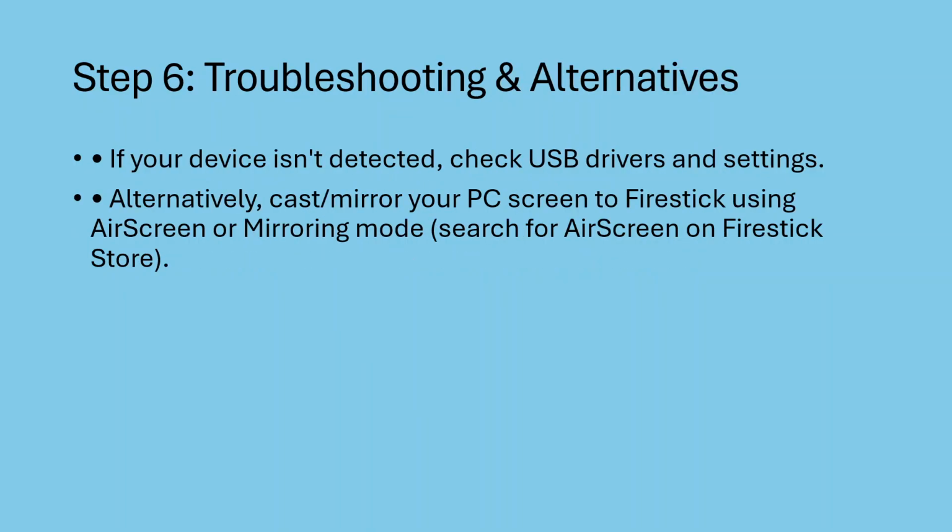Now, step 6, troubleshooting and some alternatives. If your device isn't detected, check USB drivers and your settings. Alternatively, you can cast or mirror your PC screen to Firestick using AirScreen or mirroring mode. Then search for AirScreen on the Firestick store. So that's also a way.